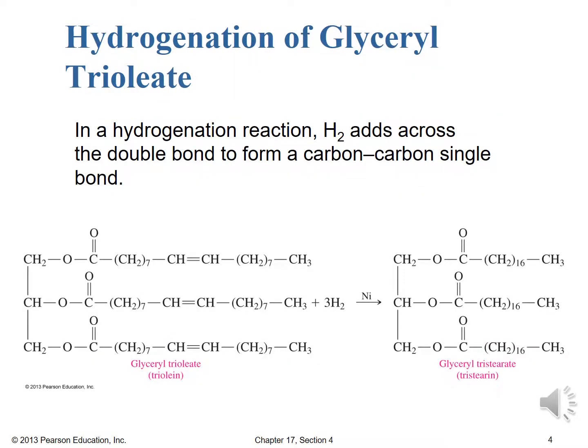and so that's another reaction that triacylglycerols can undergo because of their ester bonds. So here we see hydrogenation of glyceryl trioleate. In this hydrogenation reaction, hydrogen adds across a double bond to form carbon-carbon single bonds, and we turn that glyceryl trioleate, something that we'd likely find in an oil, like olive oil, into our typical fat, glyceryl tristearate, which would be tristearin, a fully saturated fat from an unsaturated oil.